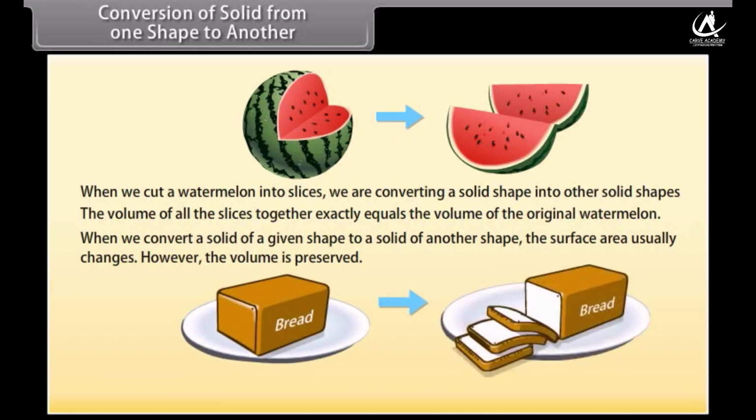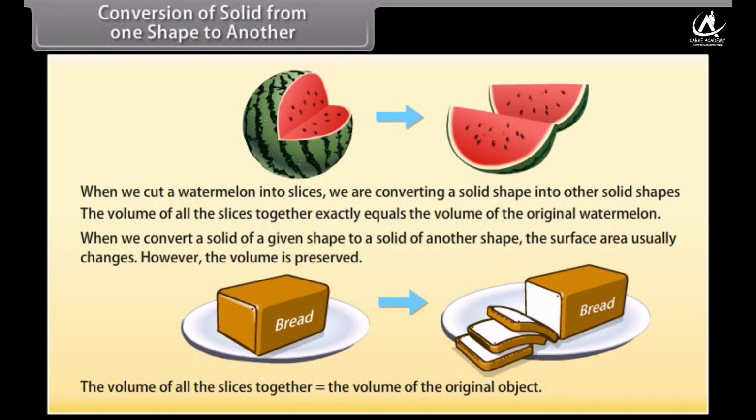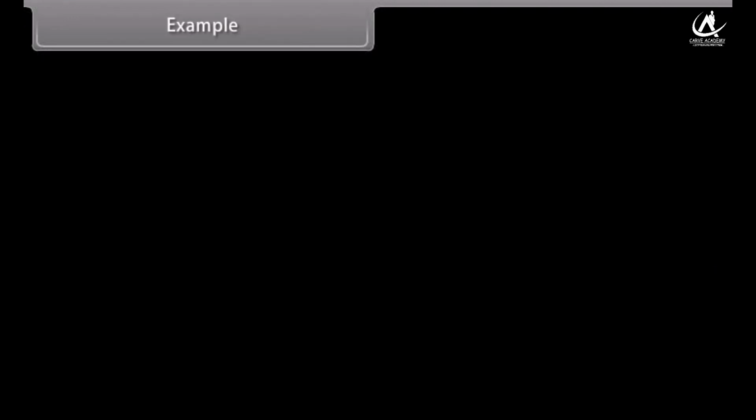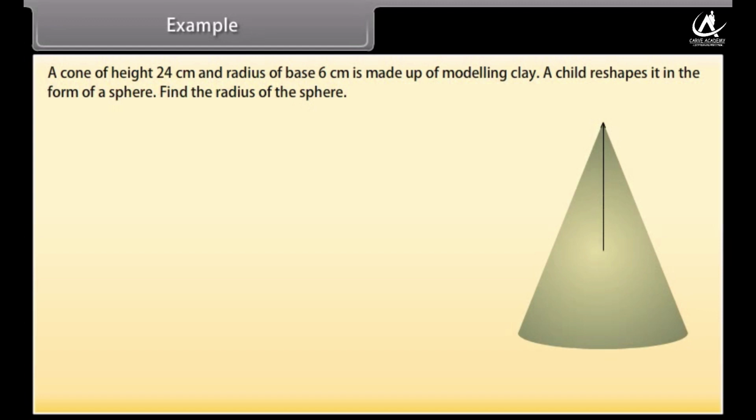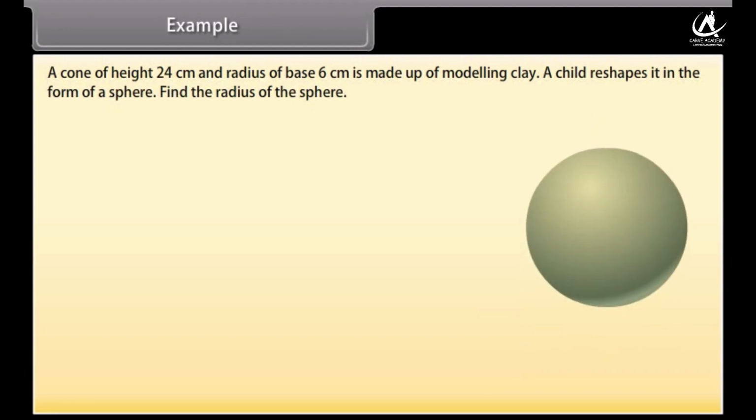Similarly, in case of cutting bread into slices, we convert a solid shape into other solid shape. The volume of all the slices together exactly equals the volume of the original object. Example: a cone of height 24 cm and radius of base 6 cm is made up of modeling clay. A child reshapes it in the form of a sphere. Find the radius of the sphere.